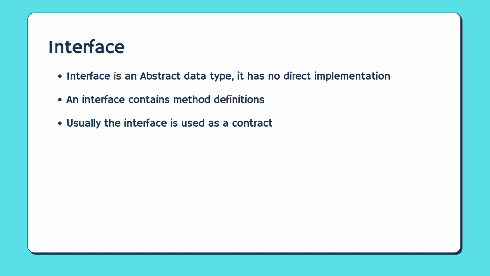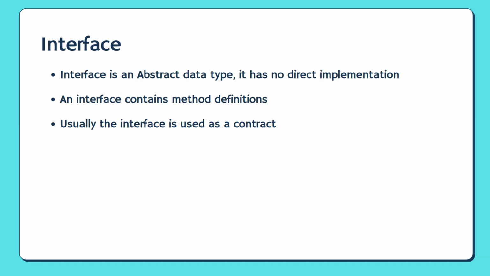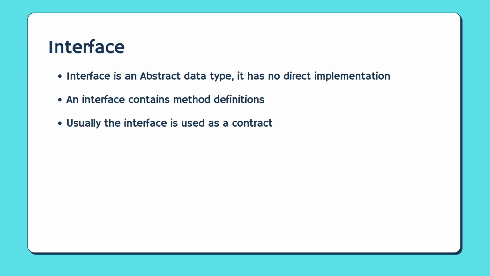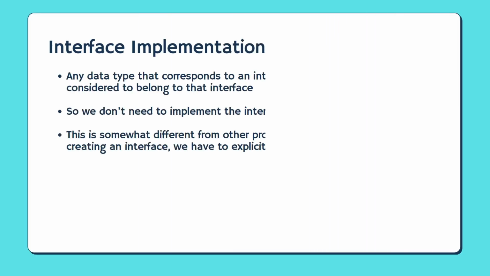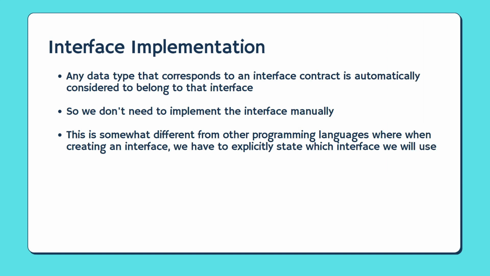Interface. An interface is an abstract data type. It has no direct implementation. An interface contains method definitions. Usually, the interface is used as a contract.